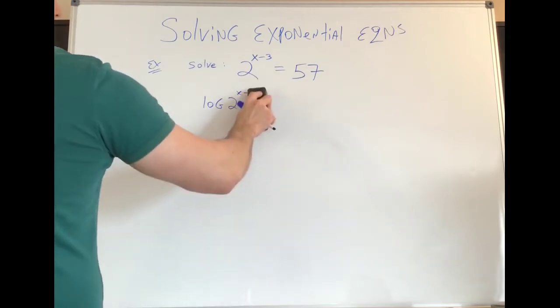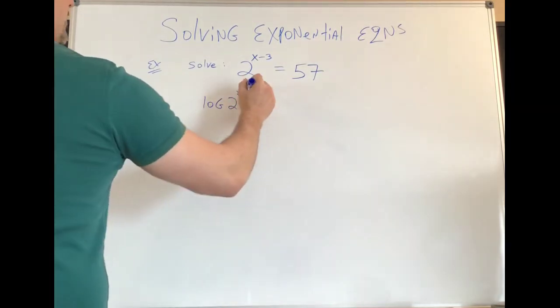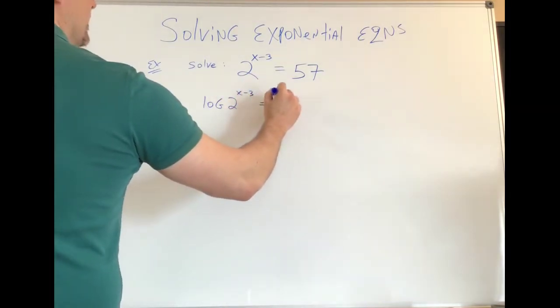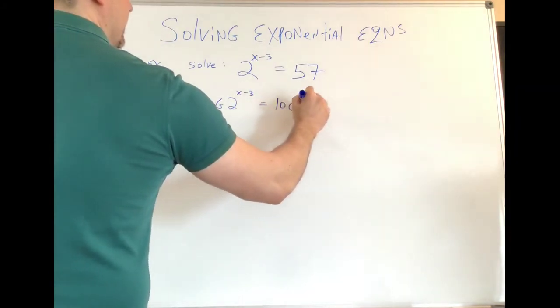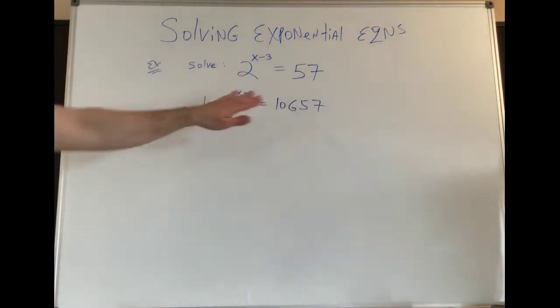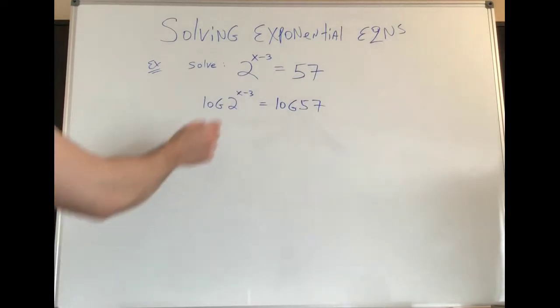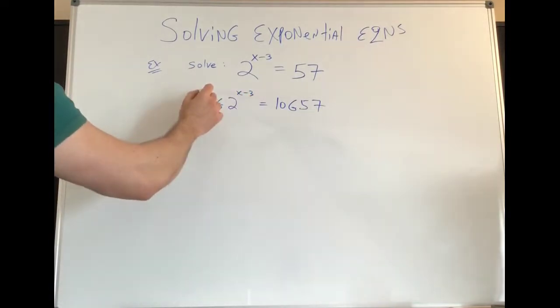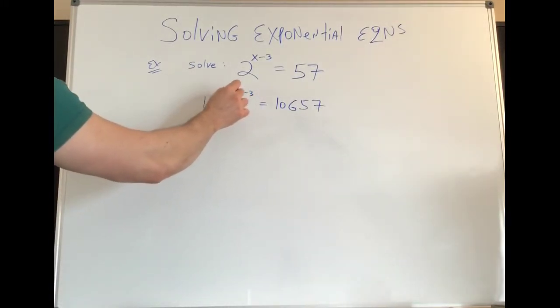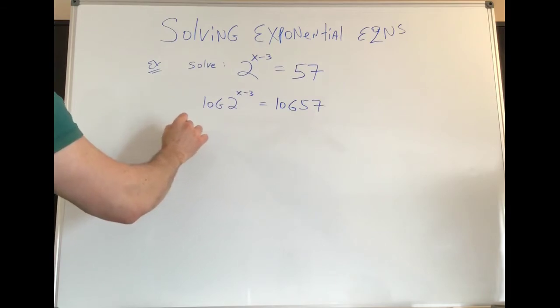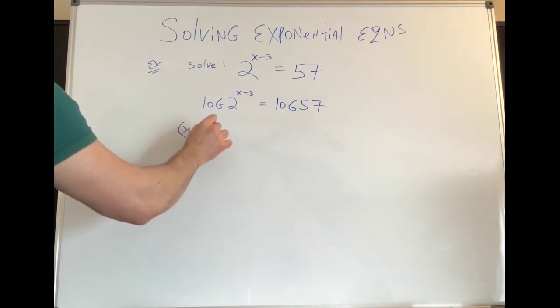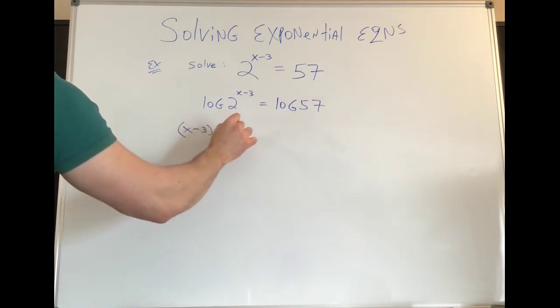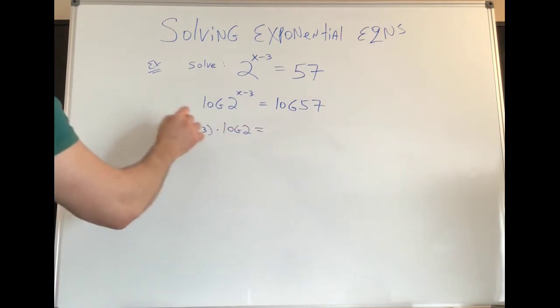Whoops. That's because I wrote x plus 1 before. Log 57. Log both sides. Now, I have to move the power to the front. Now, be very careful how you do this. The power has two different things. So when you move it to the front, you have to make sure the parentheses are there.